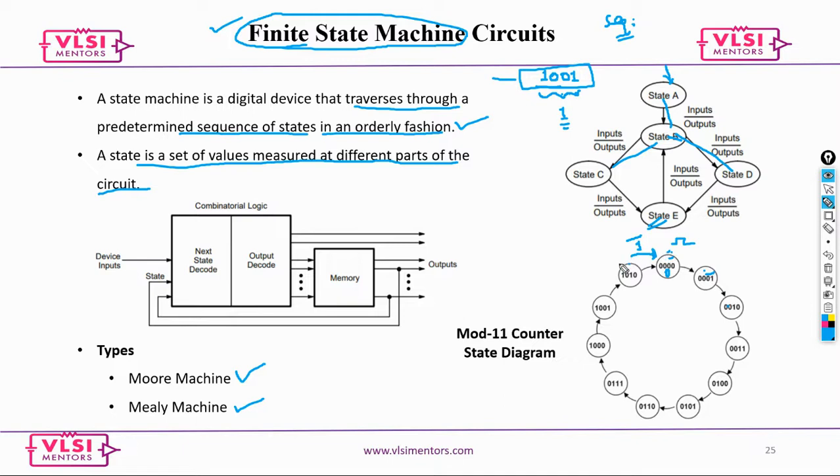You reach your first state again. So there are different styles of implementing this, and we will take a quick look at it. How the design has to move from one state to another state is what we call FSM design.